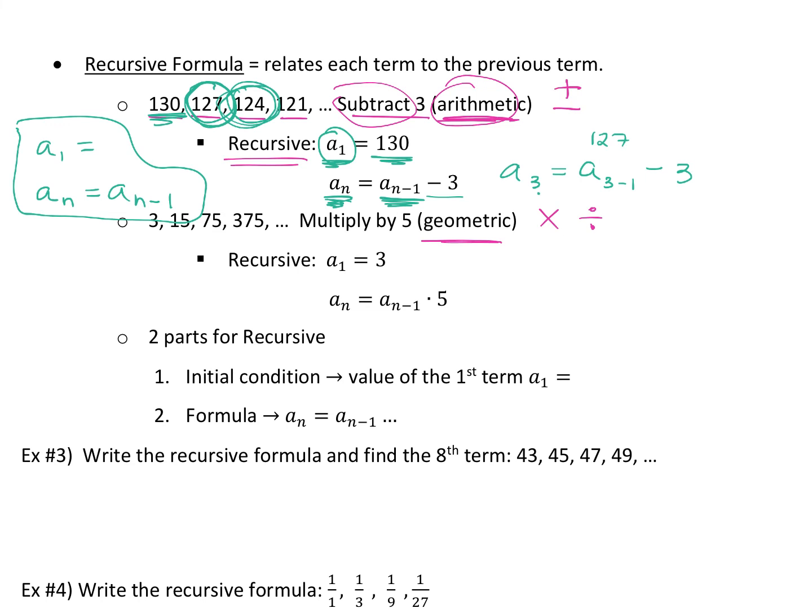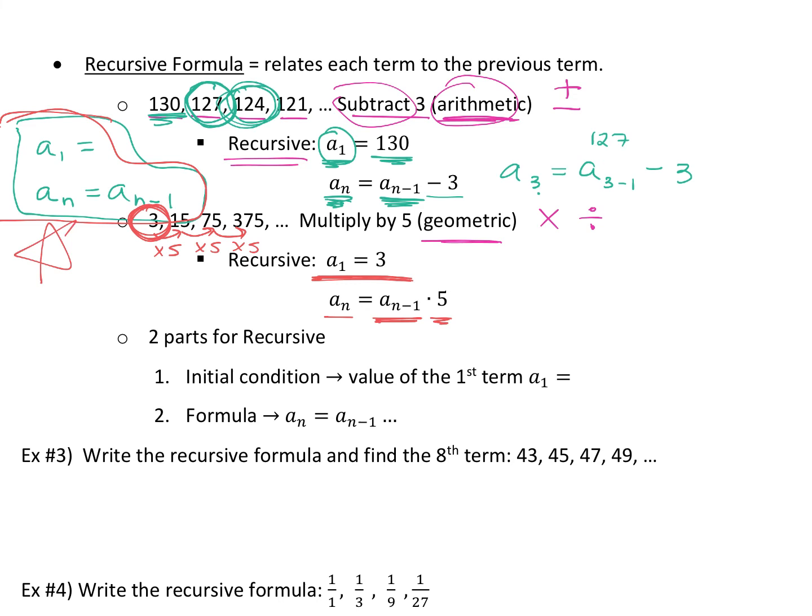So look at this second one here. 3 to 15, 15 to 75, 75 to 375. Each time you're multiplying by 5, so that's a geometric formula. The way you write this recursive is still the same: a sub 1 always comes first. So my first term is 3, and then my a sub n is the term before it times 5. Whatever your rule is comes right after this.